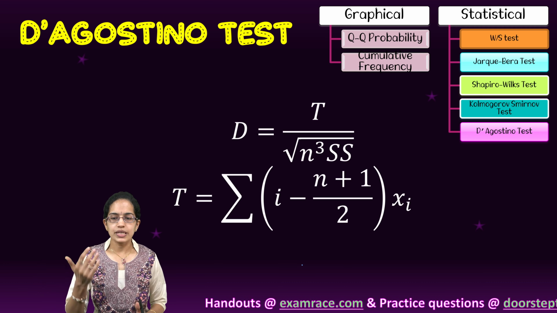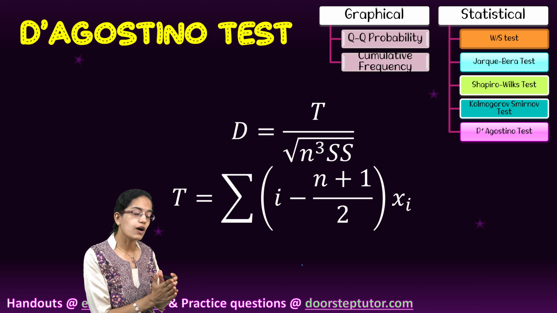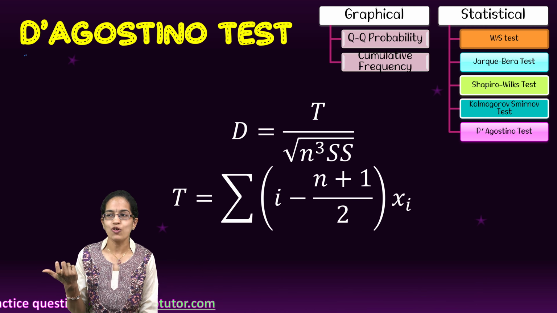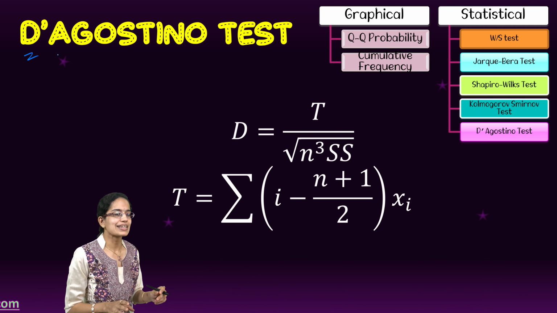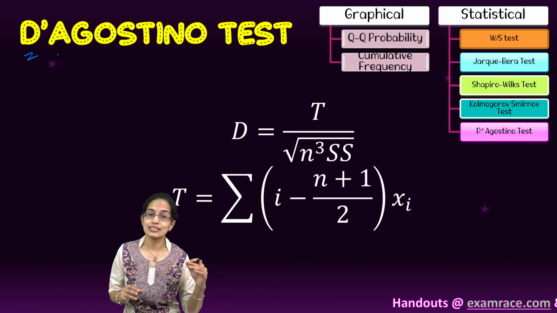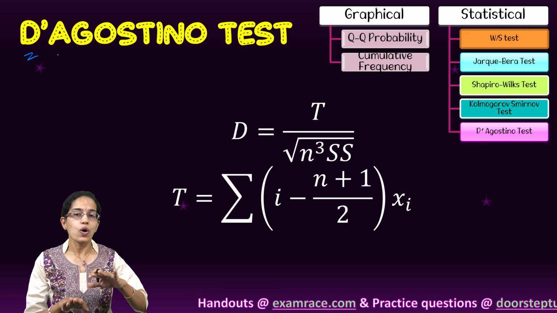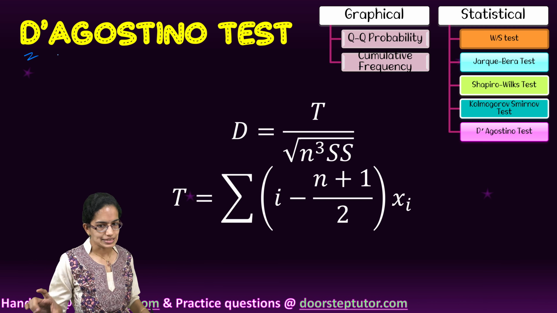D'Agostino test basically talks about how much we are away from normality. So departure, D here stands for departure. That is something that you can understand here. It's basically understanding departure from normality, and it's a very effective test to understand how far away you are from normality. Now D is the test statistic.